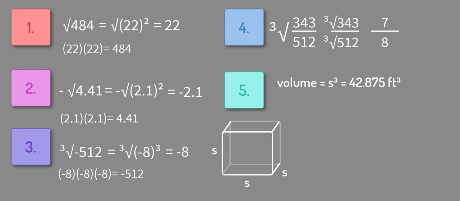So if we take the cube root of both sides, we have s on one side equals the cube root of 42.875. And again, you might not recognize that right off the bat, but with trial and error, you should be able to see that equals 3.5. So this is the same thing as the cube root of 3.5 cubed. So the length of each side is 3.5 feet.